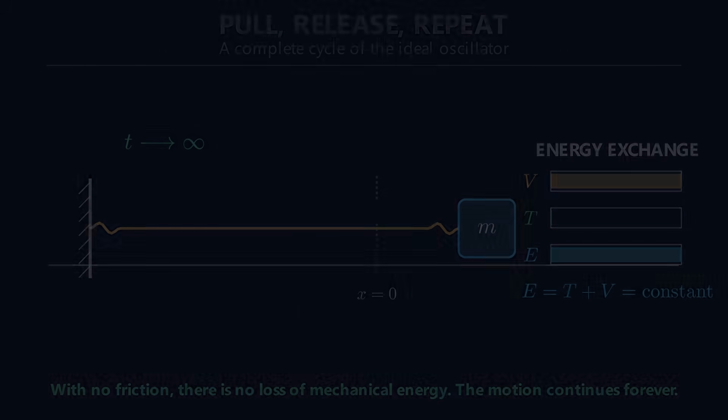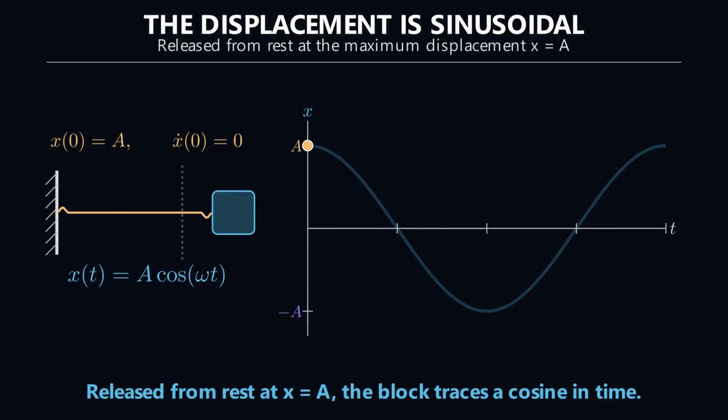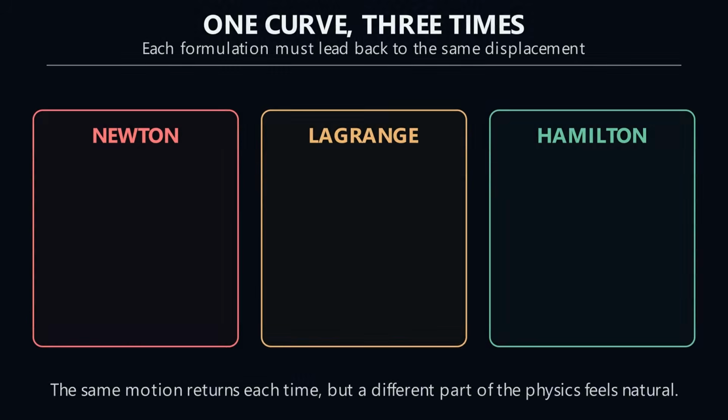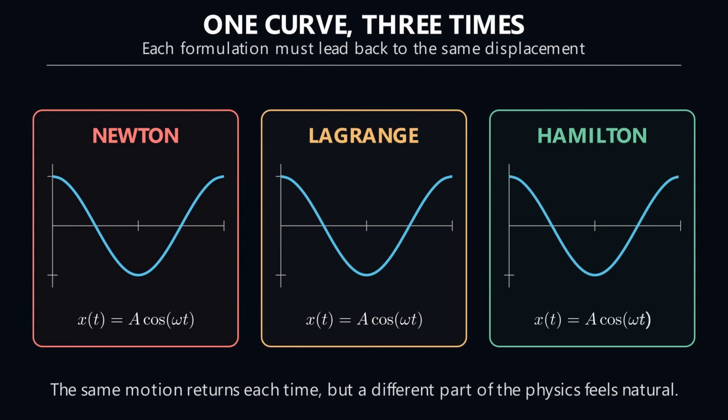The displacement is sinusoidal or cosinusoidal. If the block is released from rest at x equals A, then the position can be modeled by x equals A cosine omega t, where omega is just the square root of the spring constant divided by m. We are going to derive the same curve three times. That may sound repetitive, but it lets us compare the methods without changing the physical problem halfway through.